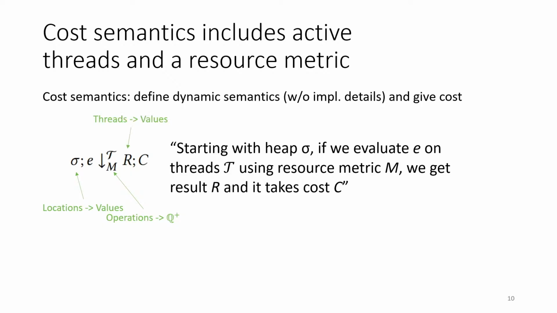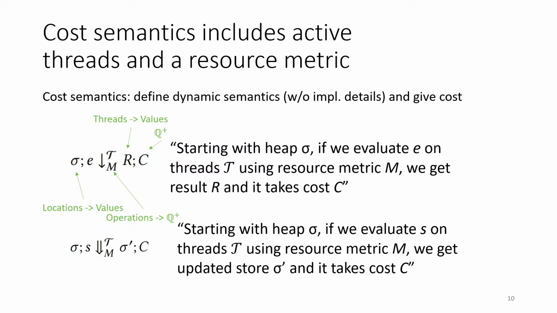The result is a value for each thread. Every thread may return a different value. And the cost is a non-negative rational number. So this is the semantics for expressions, which don't update memory, but do return a value. We also have statements, which don't return a value, but do update memory. So in the semantics for statements, we don't get a result, we just get a new heap. But otherwise, the semantics are similar.